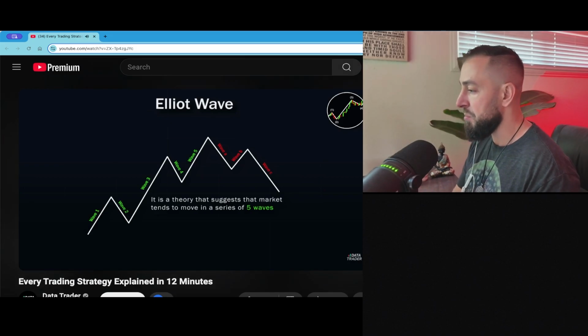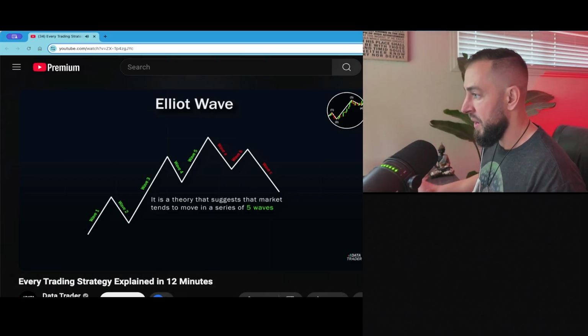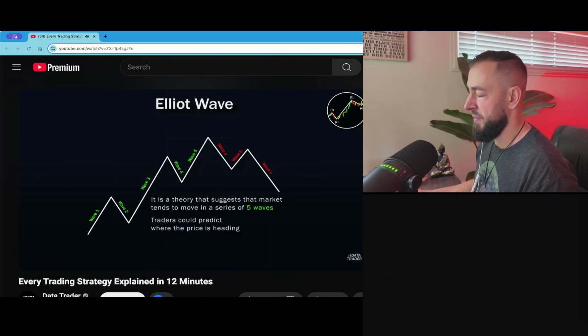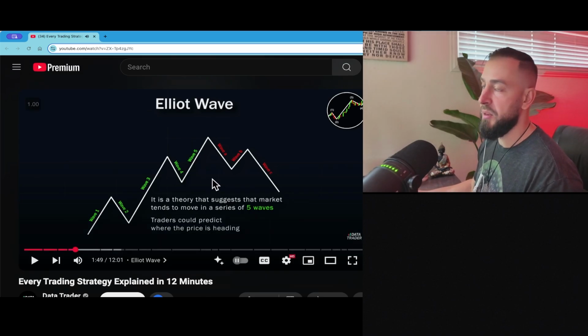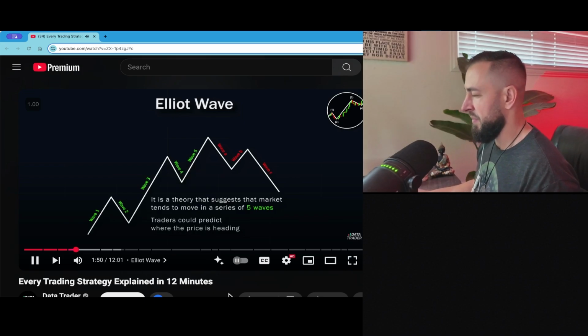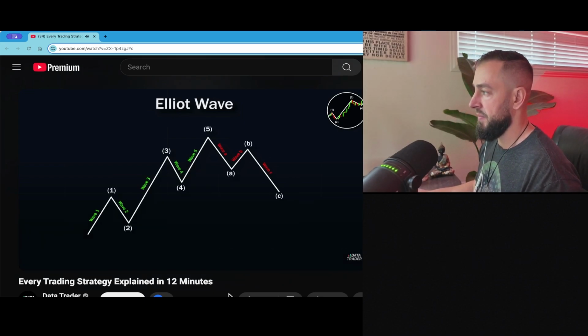Before reversing and forming another set of waves in the opposite direction. By understanding the Elliott wave sequence, traders can predict where the price is heading by following the pattern. Which, again, is a reversal strategy, right? In a chart, we can label each point of the waves as 1, 2, 3, 4, 5, and ABC.